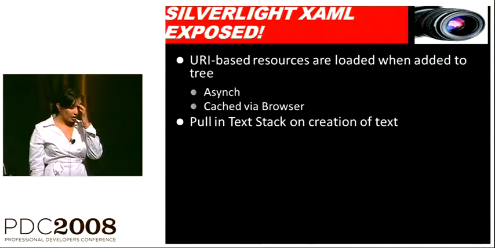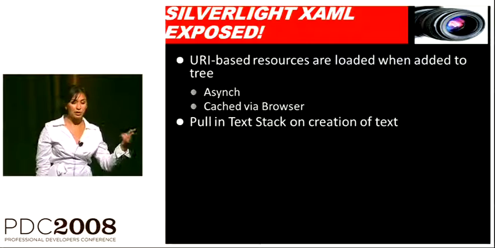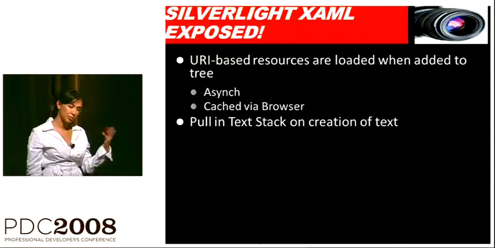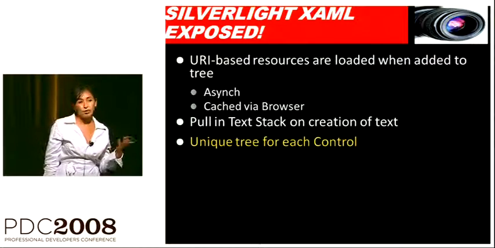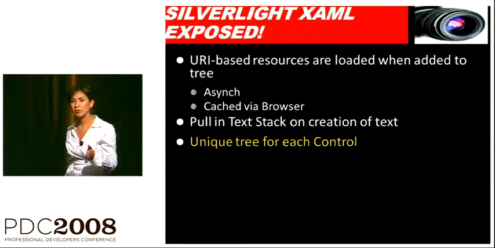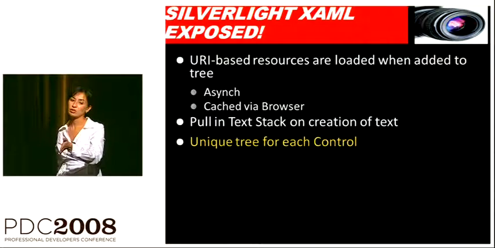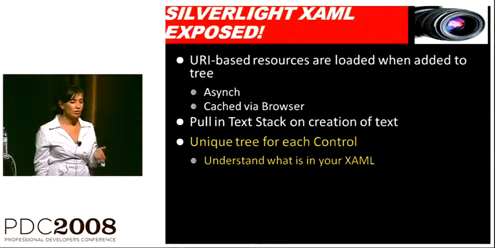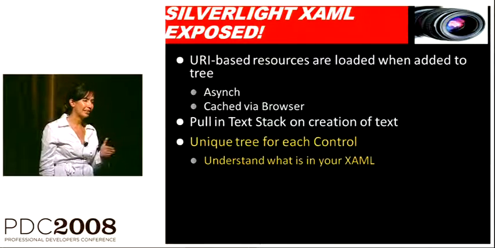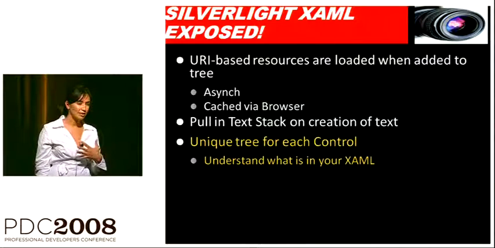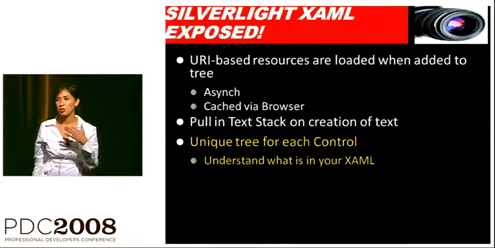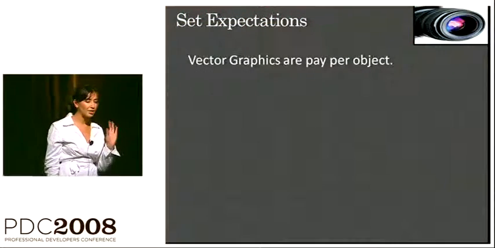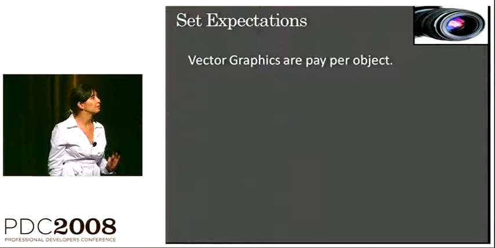So we built the tree. Our URI-based resources are called in when they're actually added to the tree. We've pulled in the tech stack. And if you have any controls on your page, the thing to remember is that we build a unique tree for each control. And this is interesting because you actually want to understand exactly what is in your XAML, whether you use the XAML that I created for the default templates, or maybe you want to use the XAML that you've generated from your designer. You actually want to understand exactly what's in it.